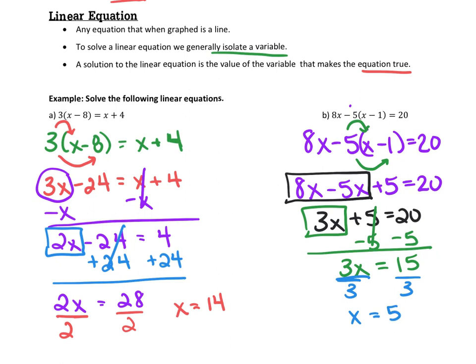Again, I can go back and check that by plugging in 5 for every x in the equation. 8 times 5 is 40. 5 minus 1 is 4, so that'll be a negative 5 times 4, which is 20. So that'll be 40 minus 20, which is 20. That should equal 20, and that is correct. Solution set.